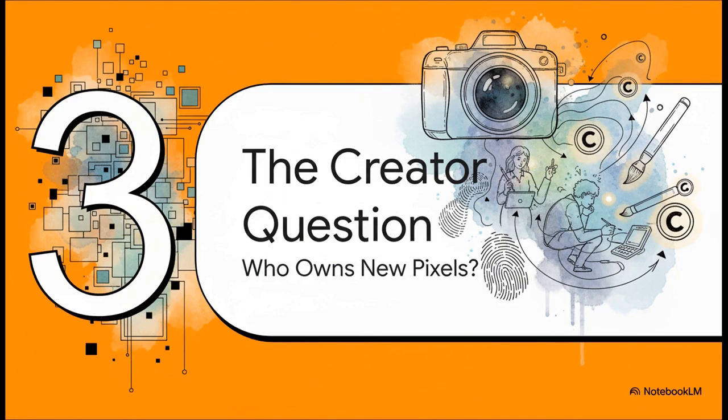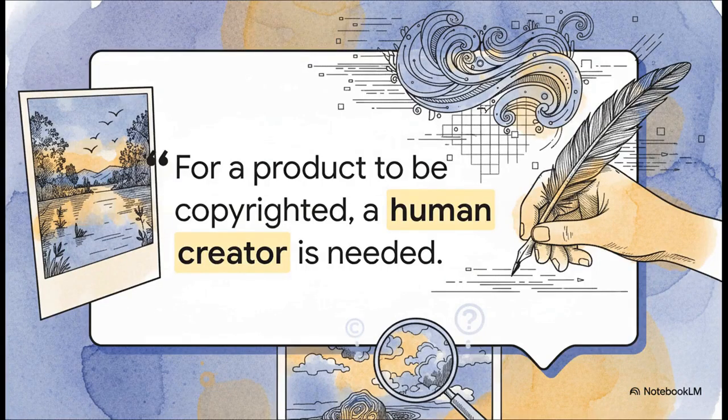But this new power brings up a really fascinating, thought-provoking problem. When an AI generates brand new pixels to enhance your photo, it raises a huge question. Who actually owns that new detail? And this isn't just a technical puzzle. It's a legal and philosophical one that courts are literally grappling with right now. This single sentence from the U.S. Copyright Office is the bedrock of the entire debate.